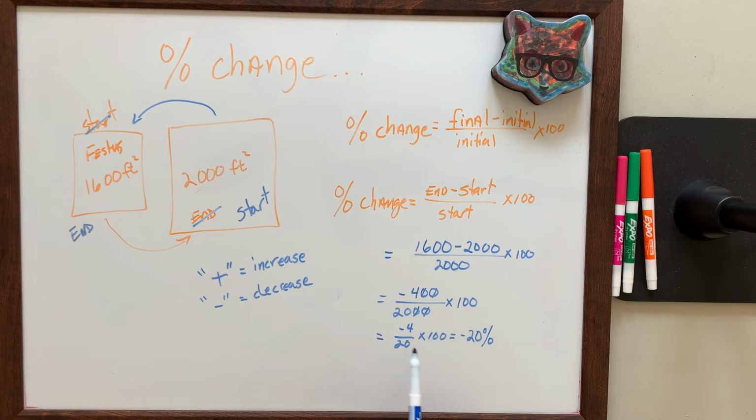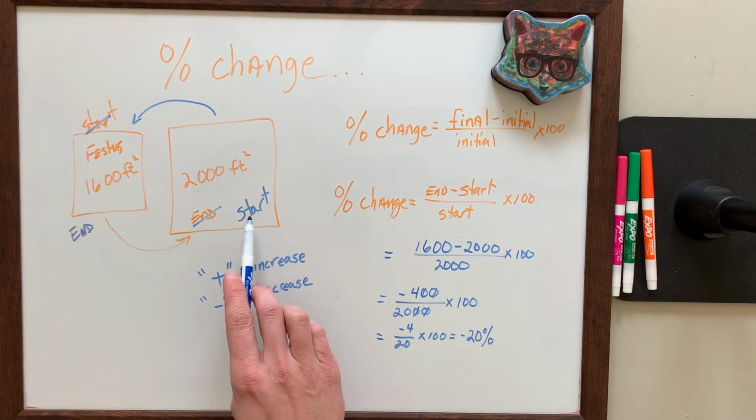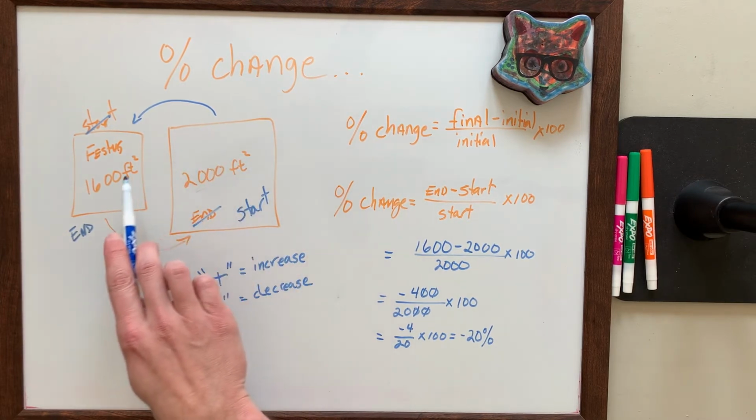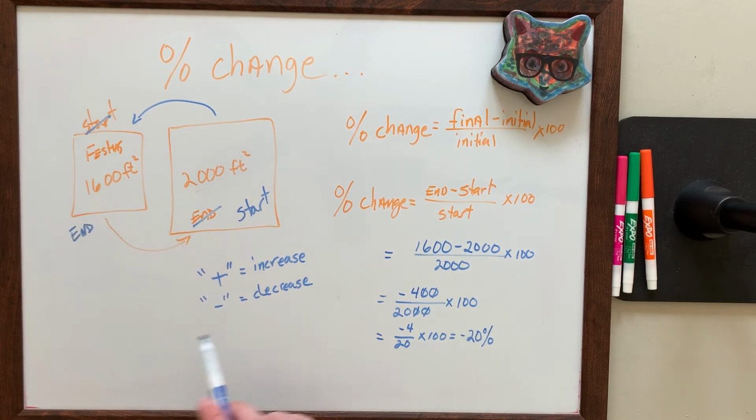We see a couple of interesting things in this new problem. The first is that there's a negative sign, okay? 1,600 take away 2,000 gives us a negative, and that negative tells us something about the direction. It says that this percent change is a decrease. Isn't that what our story tells us? Festus started in the 2,000 square foot house, and he moved into a smaller house. So the square footage decreased, which we see in our negative sign.